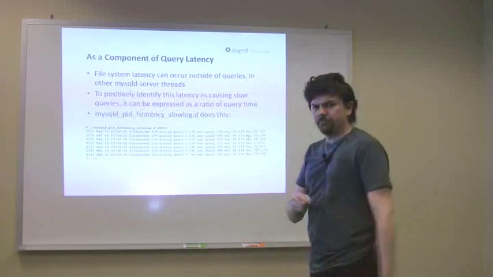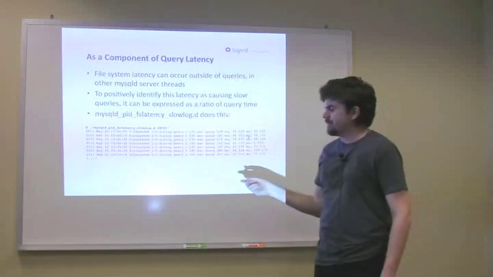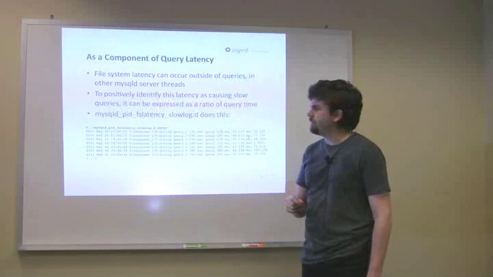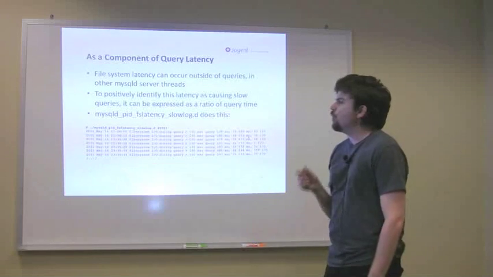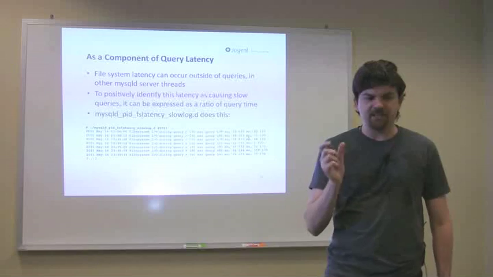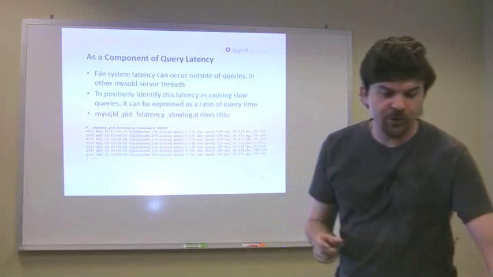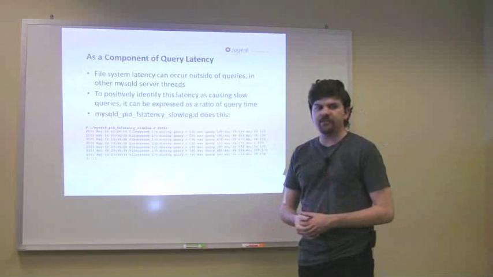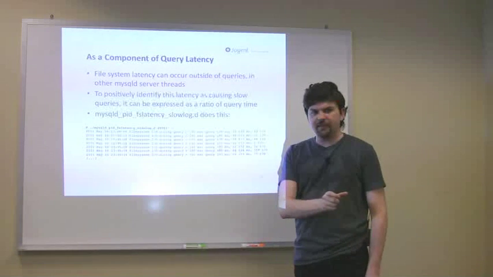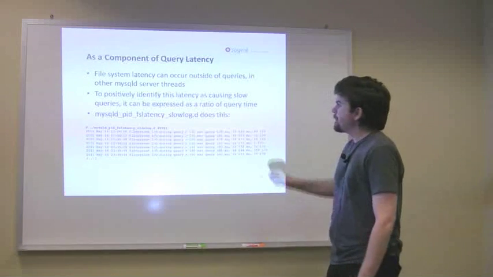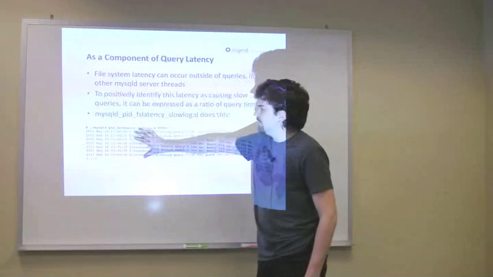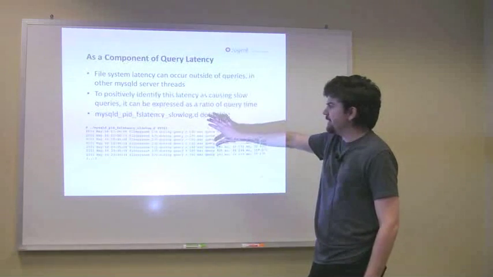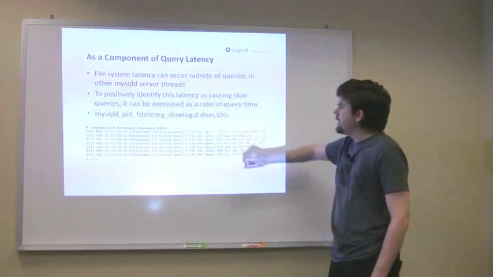Now, earlier, when I ran DTrace at the command line, I caught a couple of slow file system I/O. What I really would like to do is express that as a component of query latency. Not just that MySQL had experienced slow file system I/O, but what portion of a query latency was that? This script does that. This is mysqld_pid_fslatency_slowlog.d. It's also on my blog.